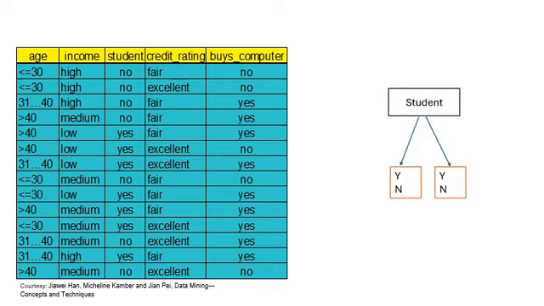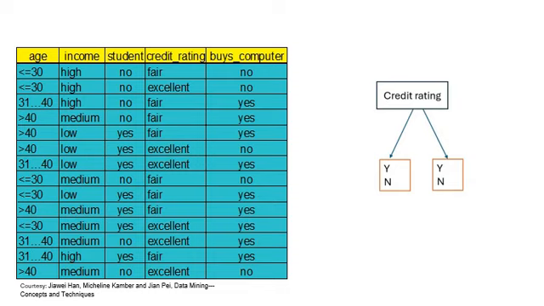Again for the student attribute, where we have only 2 categories, no and yes. So for no we have 3 yeses and 4 no's, and for the yes category we have 6 yeses and 1 no.